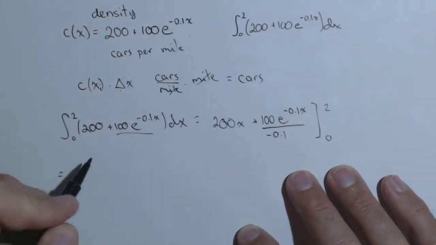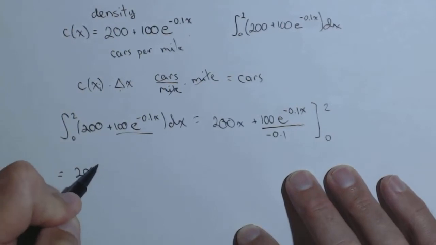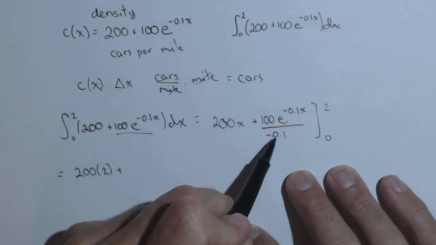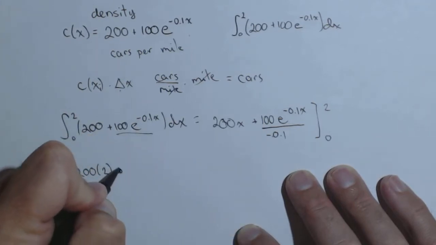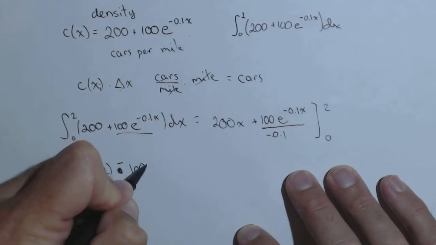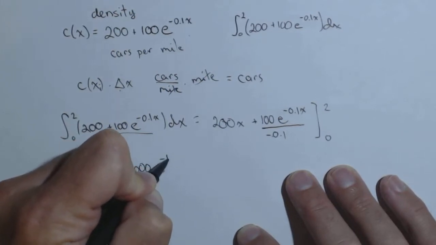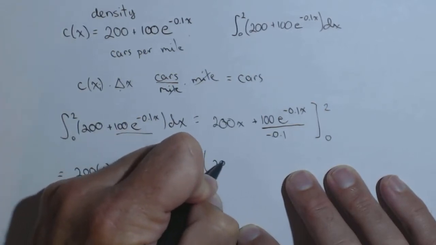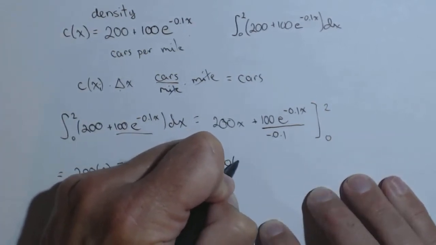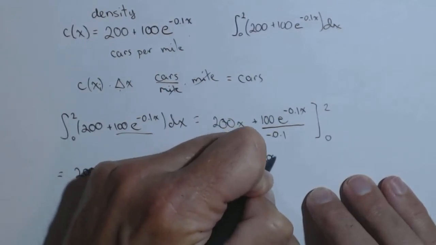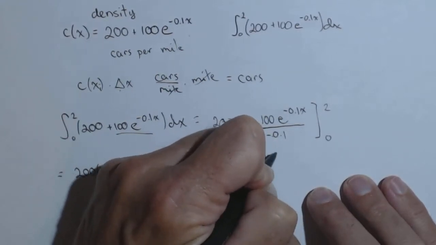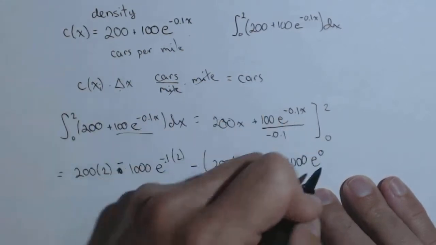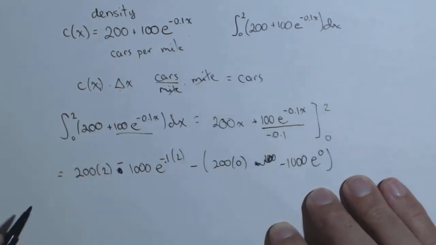So we should be able to get a value from this. So plugging in 2, we get 200 times 2 plus. Now 100 divided by negative 0.1 is negative 1,000. So let's just go ahead and change that to minus 1,000 e to the negative 0.1 times 2, minus 200, now we're putting in the lower limit, 0, plus 100, we already said we're changing that to negative 1,000, negative 1,000 e to the 0. Remember, e to the 0 is 1, not 0.